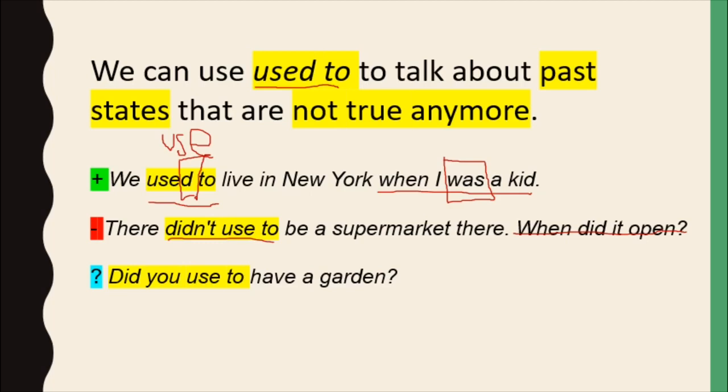And next, did you used to have a garden? Remember, the structure in questions is different. We place first our modal verb, then the person or the pronoun, and then the used to in this case.